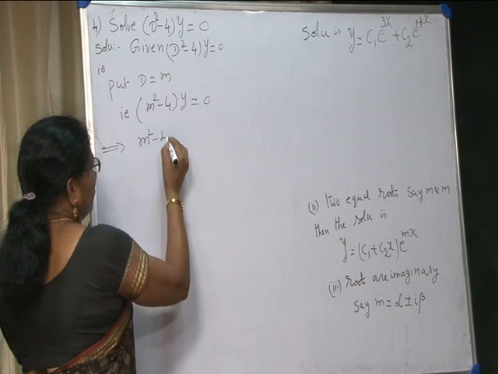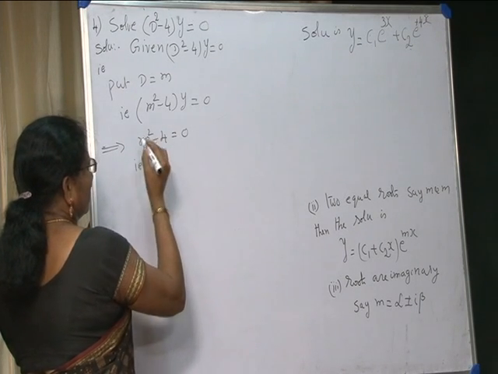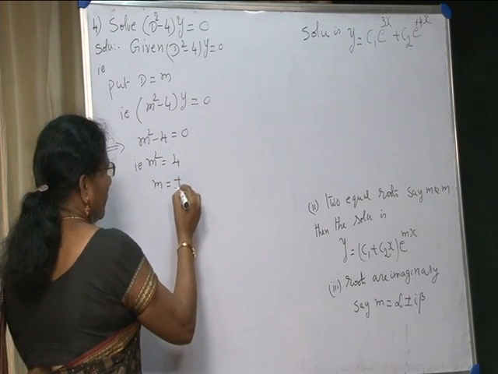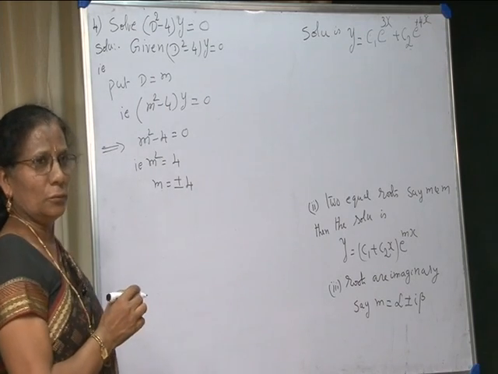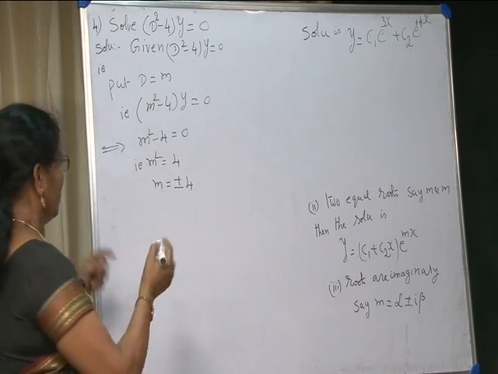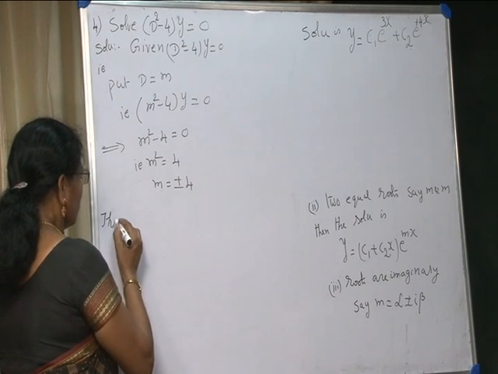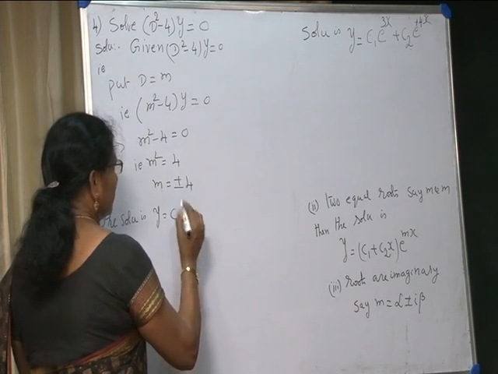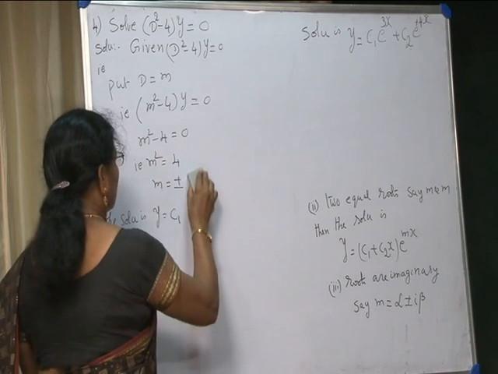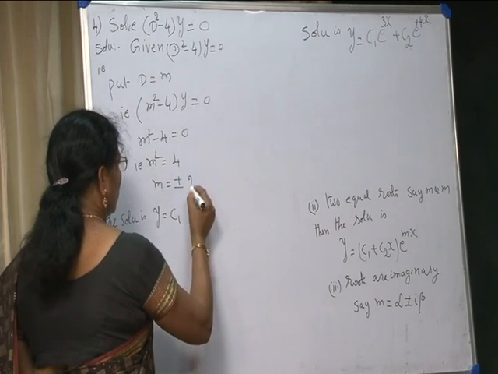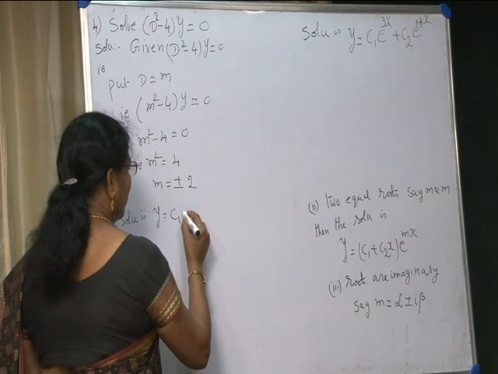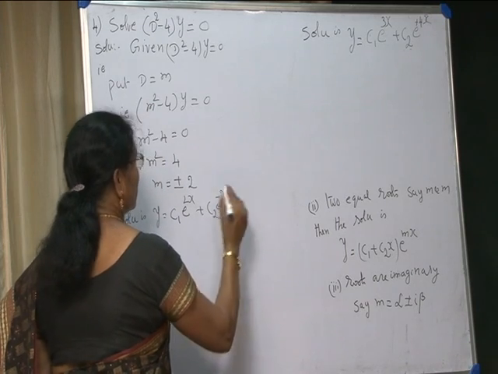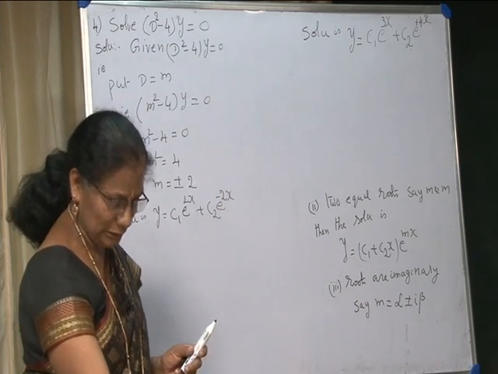m squared minus 4 is equal to 0, that is m squared is equal to 4. m is equal to plus or minus 2. Roots are real and distinct. The solution is y is equal to c1 e to the power of 2x plus c2 e to the power of minus 2x. This is the solution of the given differential equation.